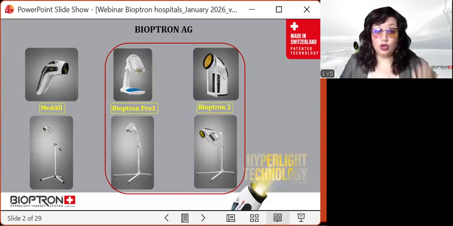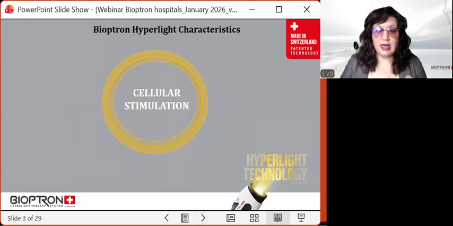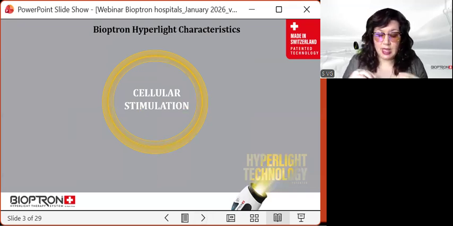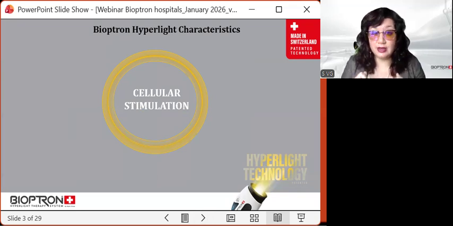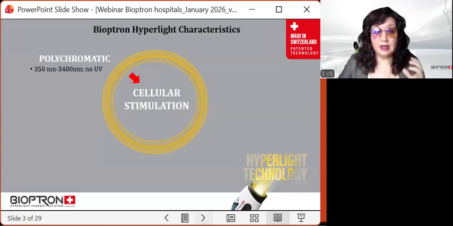As a reminder, and also as arguments that you can use with healthcare professionals, here are the characteristics of the light of Bioptron devices. Bioptron devices emit a very specific light that will trigger a specific cellular mechanism. As a reminder, Bioptron light is polychromatic. That means that it emits light between 350 nanometers and 3400.